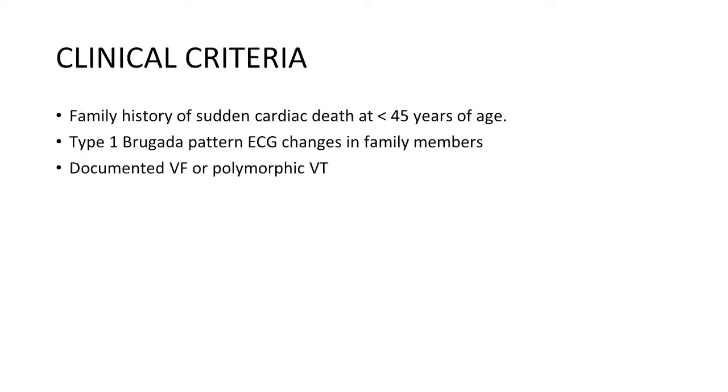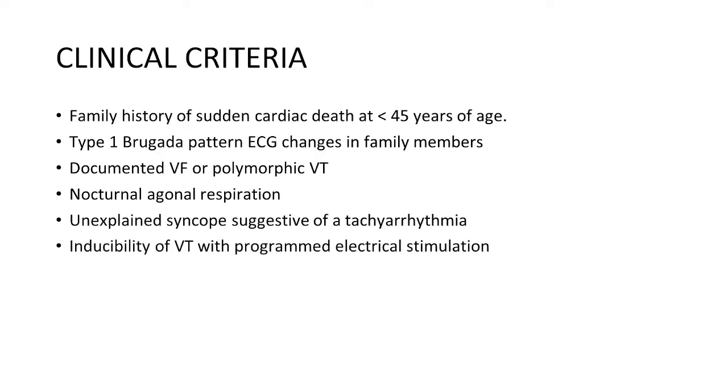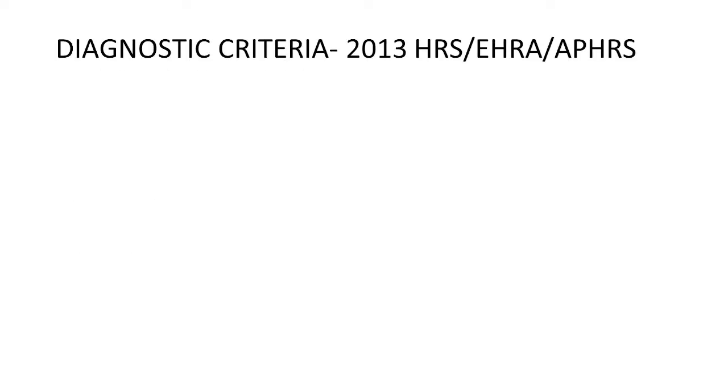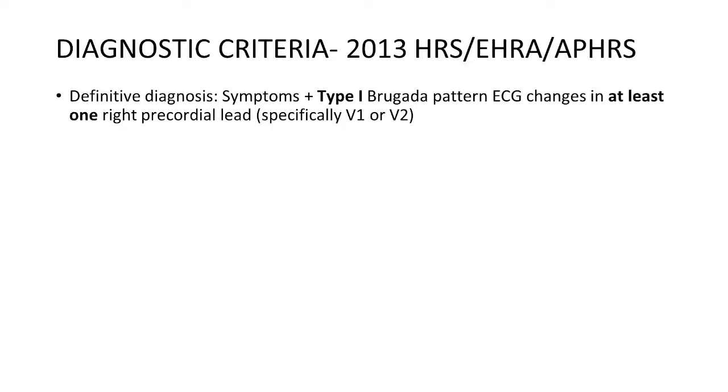Again, there are some clinical criteria to remember. If the patient has a family history of sudden cardiac death, or family members with a type 1 ECG pattern, or if the patient had a documented arrhythmia like VF or polymorphic VT, or night symptoms like nocturnal agonal respiration or unexplained syncope, or if during programmed ventricular stimulation the patient demonstrated inducibility of VT, we have to consider Brugada syndrome. But according to the latest guidelines, for definitive diagnosis they are not considering the clinical criteria. They are only considering the symptoms.